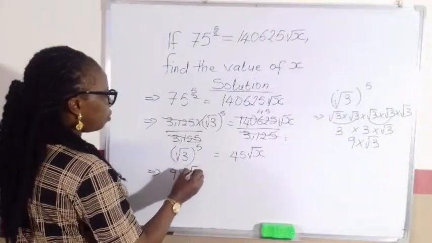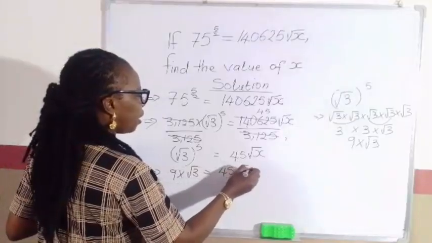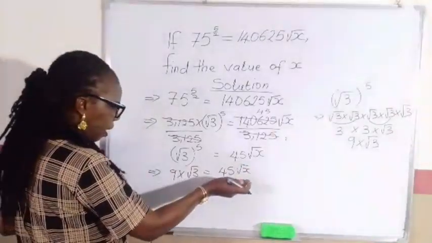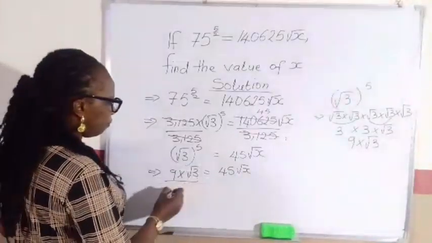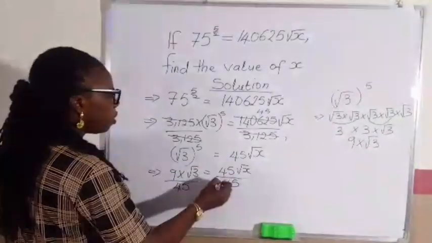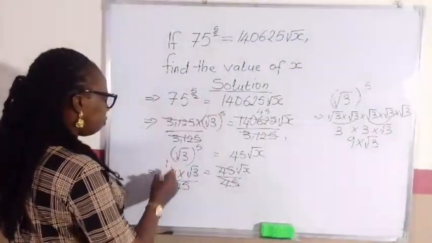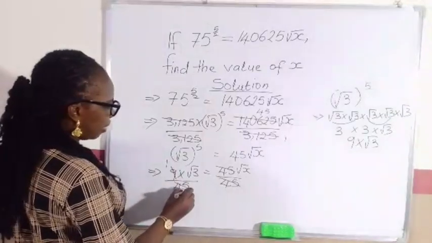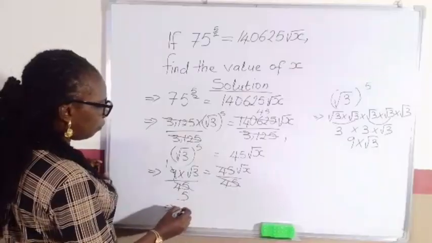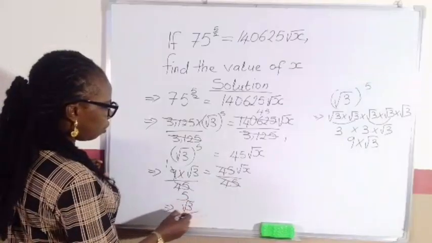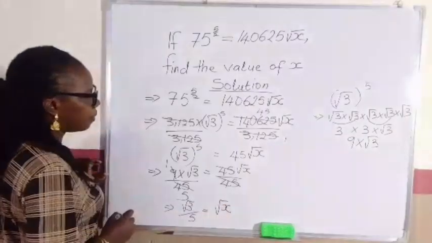9 times square root of 3 is equal to 45 square root of x. We are looking for x, so we can eliminate 45 by dividing both sides by 45. 45 will cancel 45 here. 9 divided by itself is 1. 45 divided by 9, and we have what? 5. The whole expression is now square root of 3 over 5 is equal to square root of x.